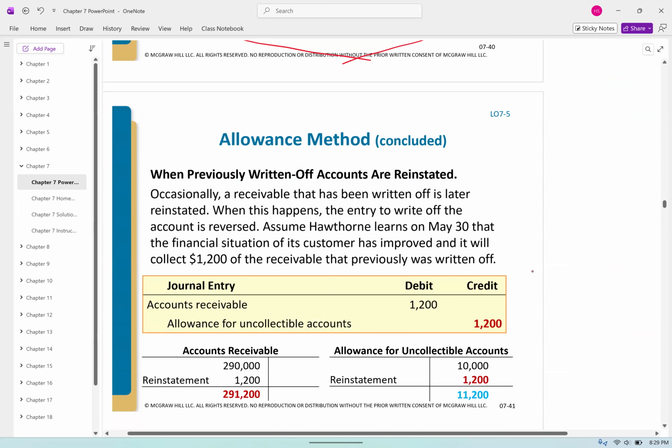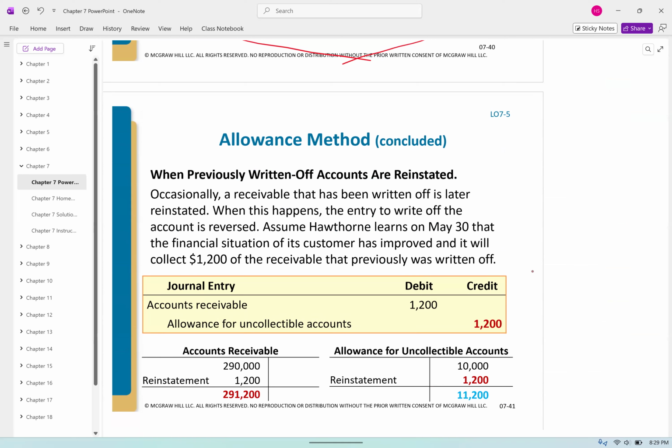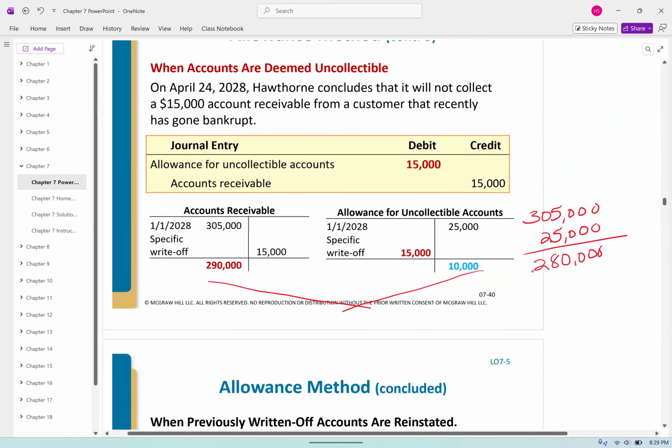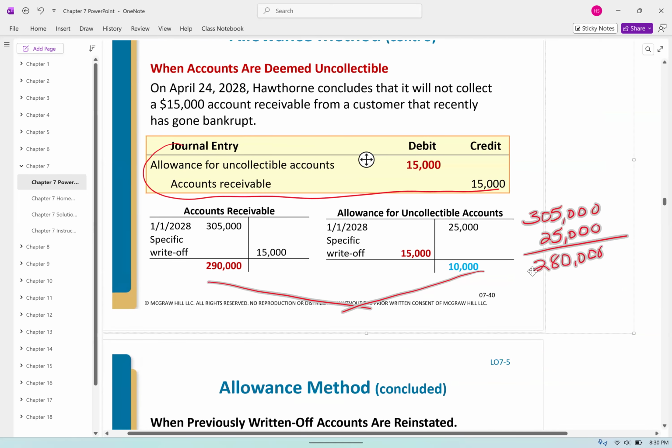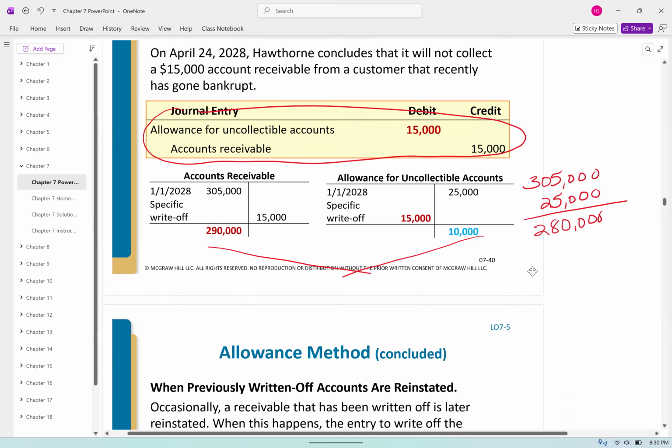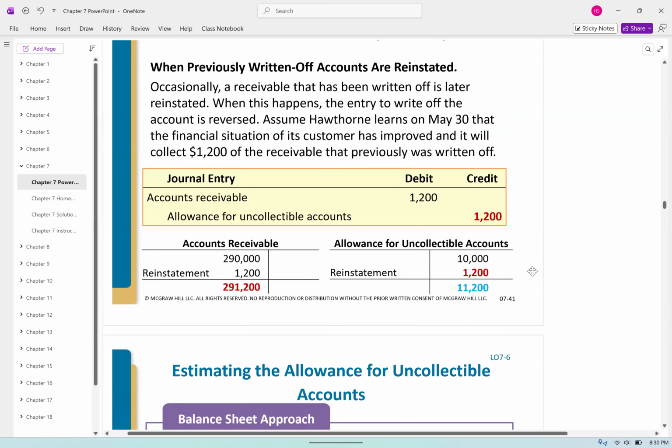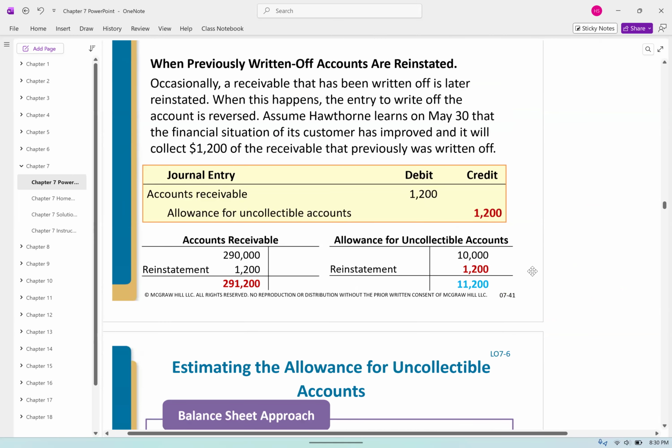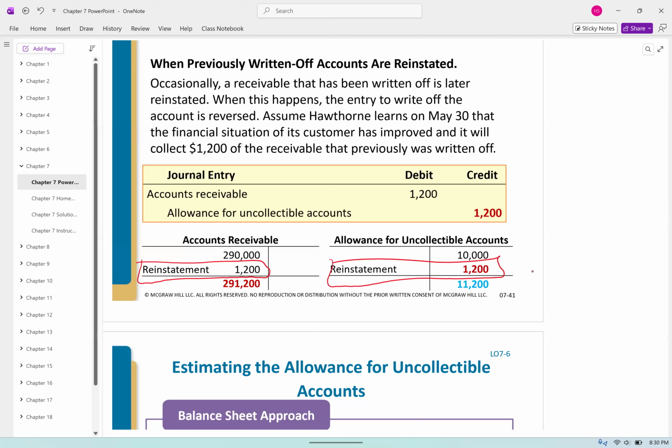Okay. Here is what happens when an account that was previously written off, they want to pay it. First thing you're going to do, you're going to reinstate the account. You see this right here? You just do the opposite of that. You debit the accounts receivable and credit the allowance for uncollectible accounts. Notice the reinstatement increases both accounts by the exact same amount.